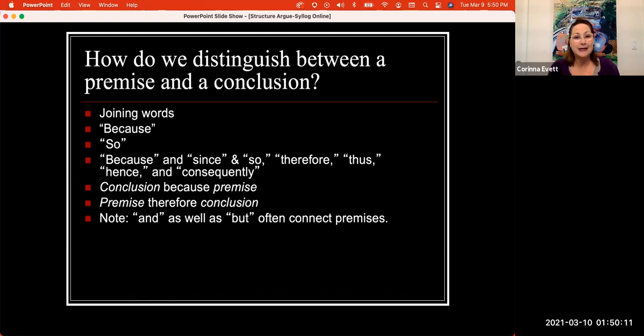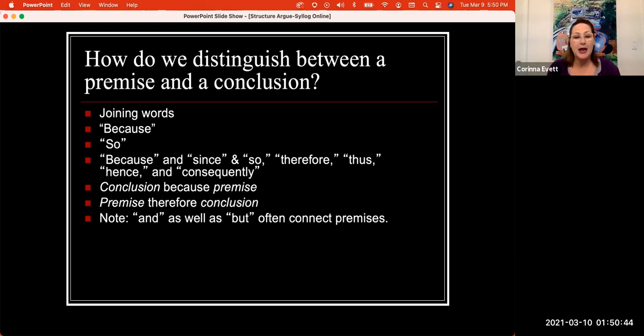Because and since typically introduce premises, whereas so, therefore, thus, hence, and consequently often introduce conclusions. Another way to think about that is you have a conclusion because of the premise, and you have a premise that therefore leads to a conclusion. So that can also help you determine which is which.